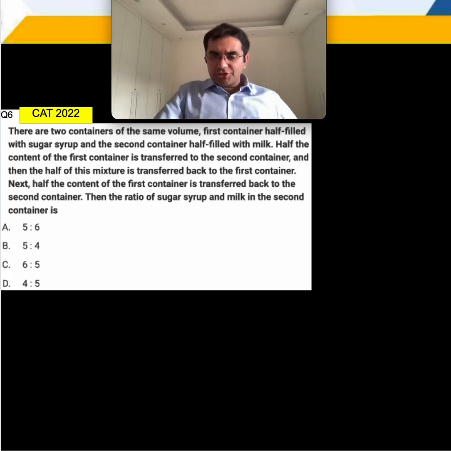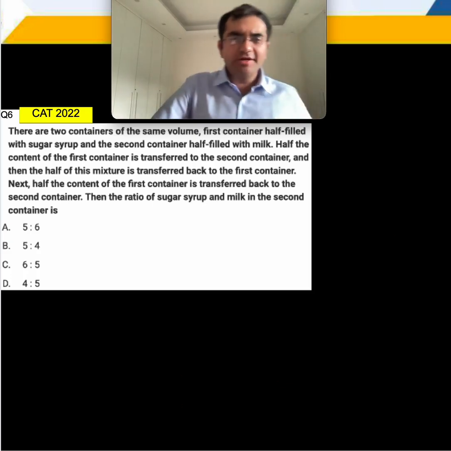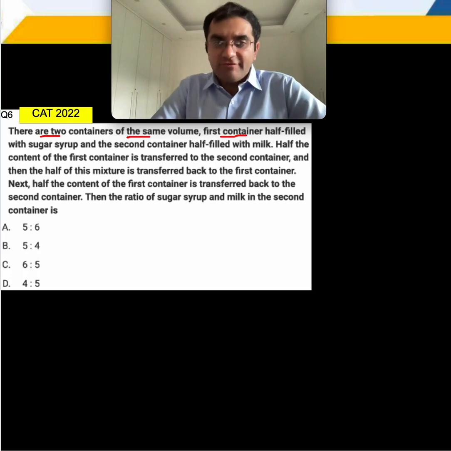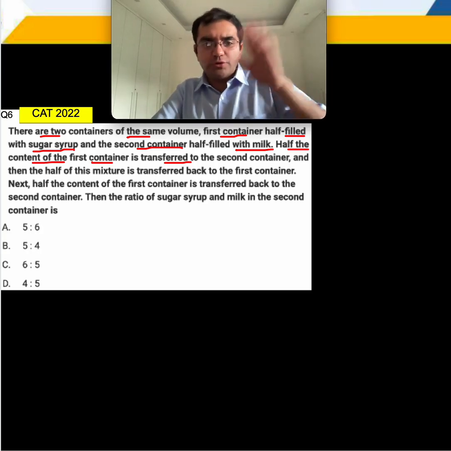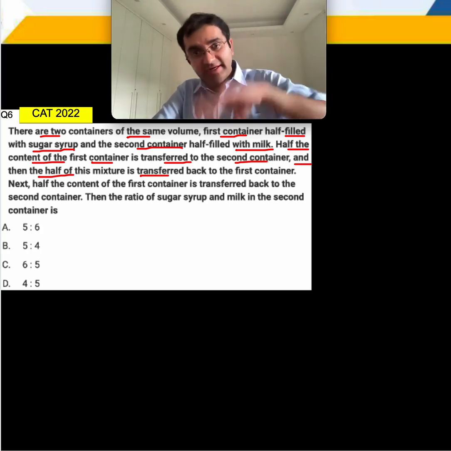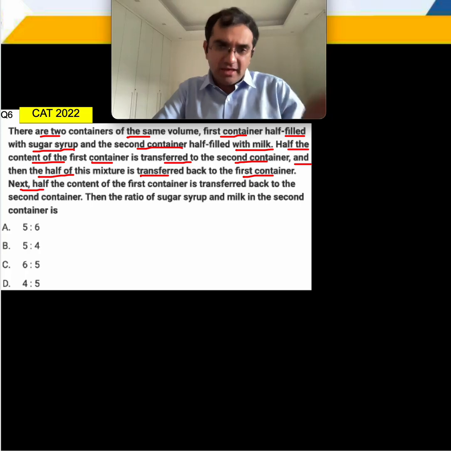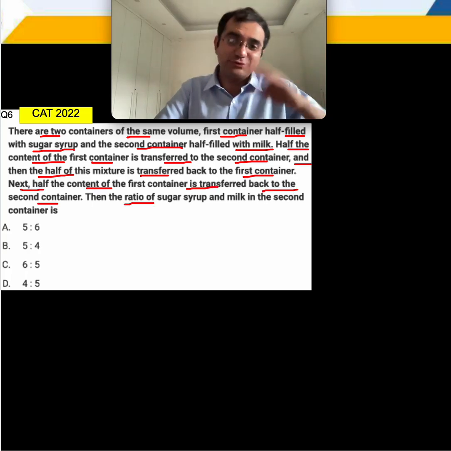This is a question on mixtures. So you have 2 containers of the same volume. First container has half sugar syrup and the second container is half filled with milk. Half of the contents of the first container go to the second, and then half of the second container goes to the first, and then half of first goes to second, and then half of second goes to first.